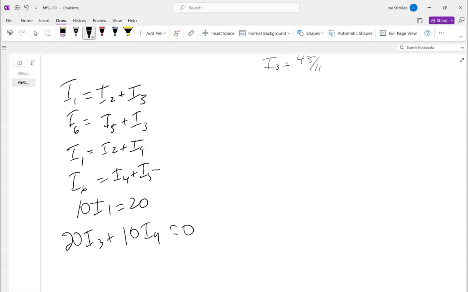20I6, and it is positive because it's going in the direction of the current, right? So we'll have a 20I6 voltage gain, 20 and -5, right? Because we're going backwards across the battery. So the voltage gain will be 15.